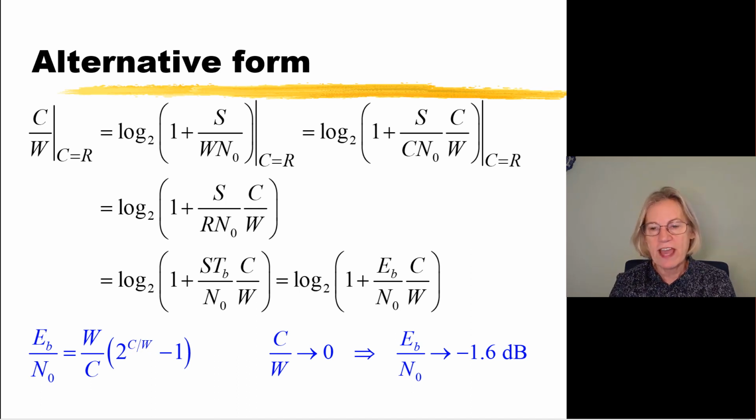What I get for that is that I can have arbitrarily good probability of error if I have good enough DSP, if my complexity is high enough, to get good communications, even if the Eb over N0 is equal to negative 1.6 dB. So even if the noise is stronger than the signal, I can still get good, reliable communications. It just takes a lot of spectrum, and it takes a lot of complexity.